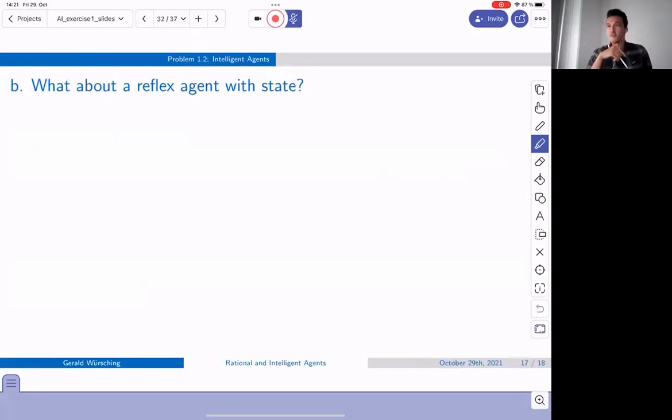Okay, now what about a reflex agent with state? Maybe Dawi, you could also create a short, quick poll here on TweetDeck.